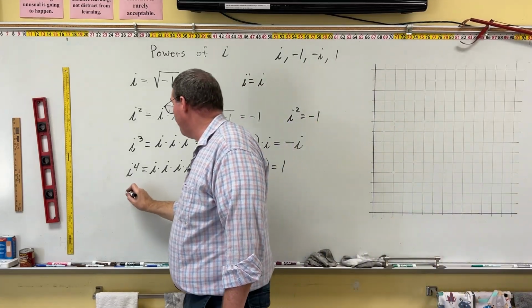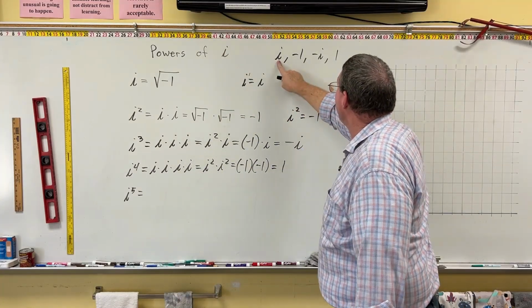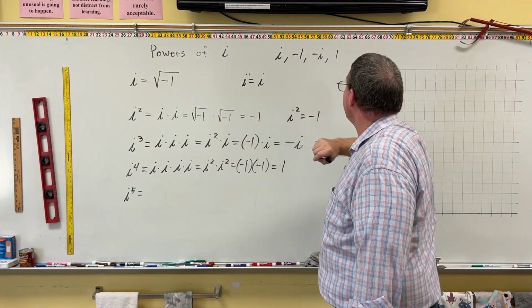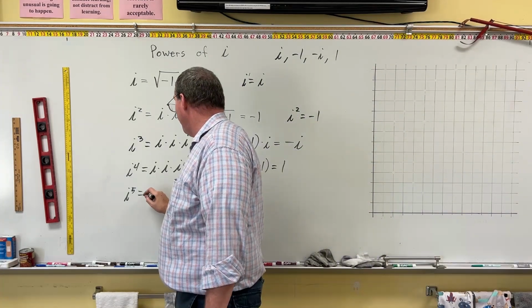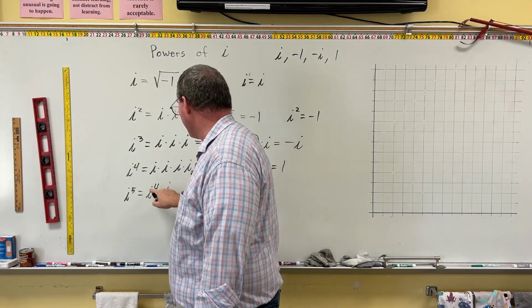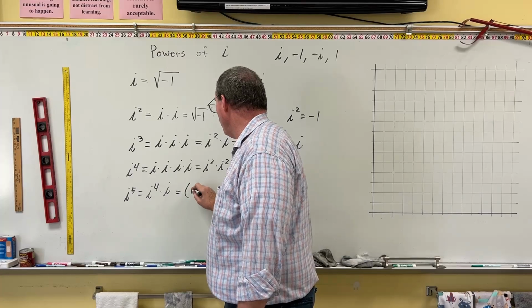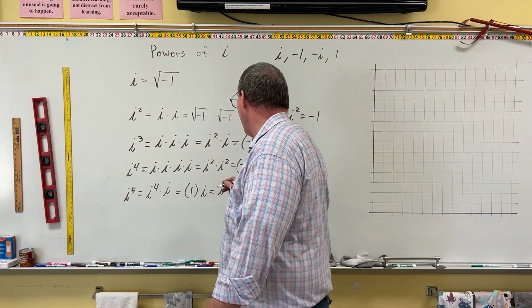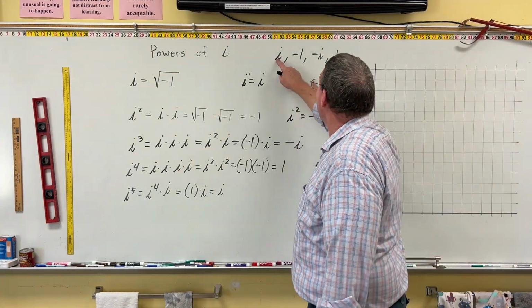Well, i to the fifth, it's going to go back to the beginning. i to the fifth is going to be i. Then i to the sixth is negative 1, i to the seventh is negative i, and i to the eighth is 1. Let me prove it to you. i to the fifth is the same thing as i to the fourth times i. Look, that's 4 i's, a fifth i to the fifth. Well, i to the fourth is equal to 1. And then times i. Well, what's 1 times i? Well, that's i. Anything times 1 is itself. And so, this is i to the fifth.